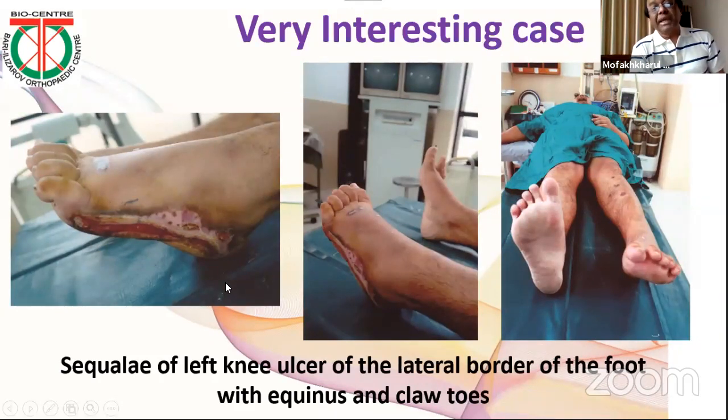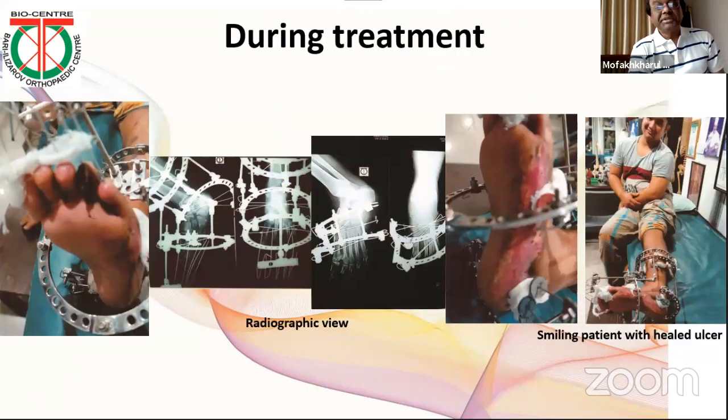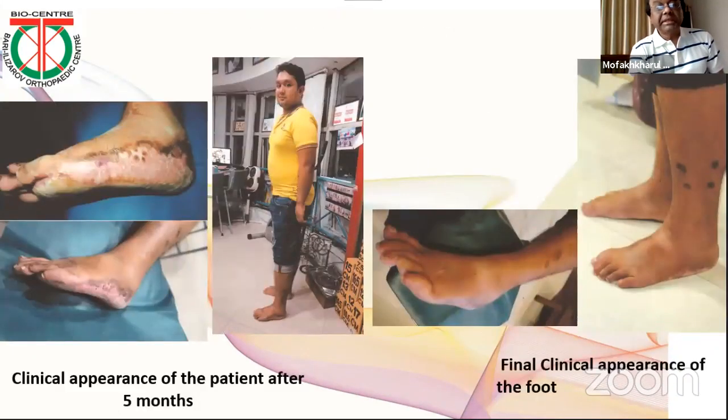Then I know the Ilizarov in my head, the philosophy and principle, I know. Then I took him, with principle and philosophy. See the toe, dear friends, and putting the wires here. And see the toe, radiographic view, smiling patient with healed ulcer. I have put multiple K wires, wire technique only. See the clinical appearance of the patient after 5 months and the final clinical appearance of the foot, that all the toes, which were gangrenous, everything healed. There was a vascular impairment after the knee dislocation.